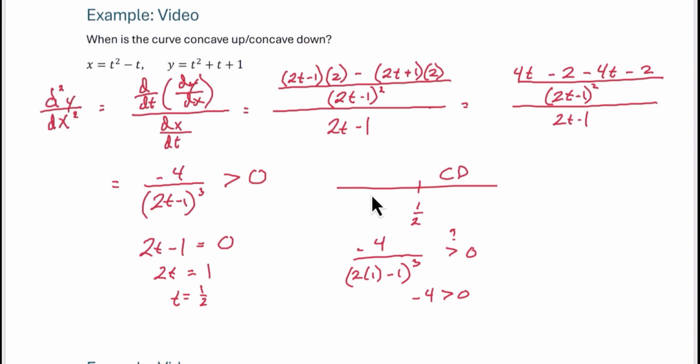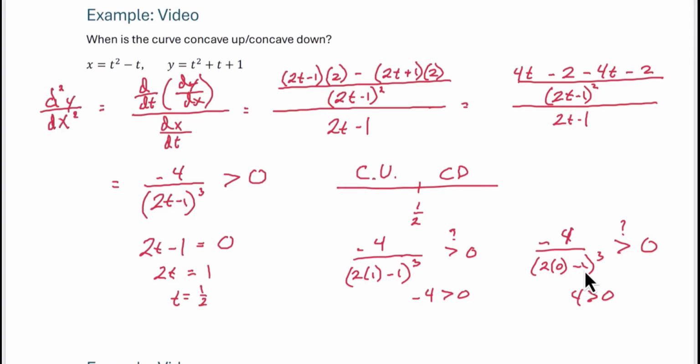And now let's test a value to the left of 1/2. Any value you want. I'm going to choose 0. It'll be relatively easy to test 0. So negative 4 divided by (2 times 0 minus 1) cubed. And again, we're asking, is that positive? We have negative 4 divided by (0 minus 1) cubed. Negative 1 cubed is negative 1. So we get negative 4 divided by negative 1, that's 4. 4 is indeed bigger than 0. So this one works. That one is concave up.